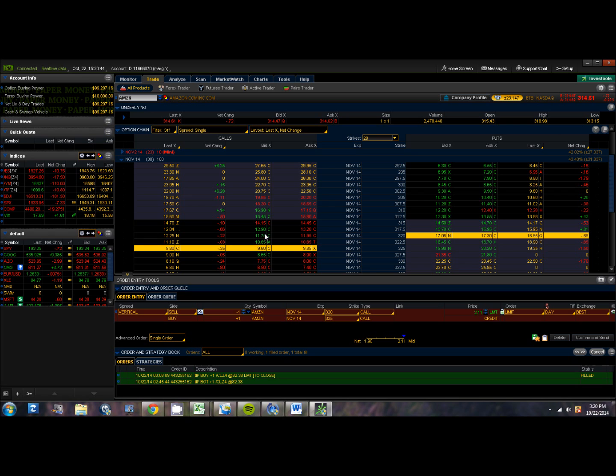So I'm going to sell the November 320 call for $11.75. Then I'm going to buy the 325 call for $9.85. And when you net those two together, that comes out to about 211, or 212. It's obviously floating as the market floats. Okay?